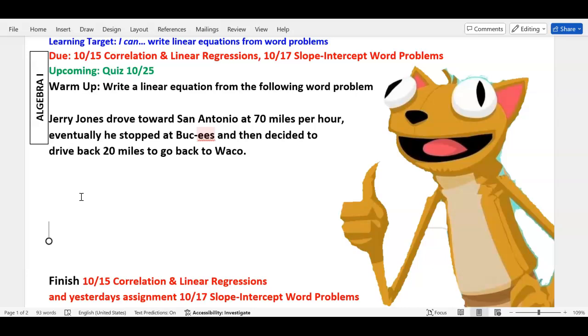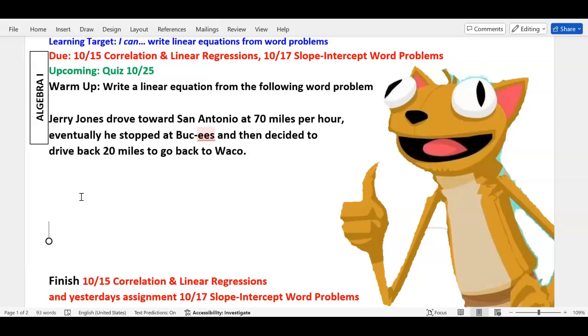Today you have plenty of time to finish yesterday's assignment. Anything missing? The one from earlier this week. But first we're going to do this warm-up. You do have a quiz next Friday, right? Let's read this. Is everyone looking up here? This will be real quick.